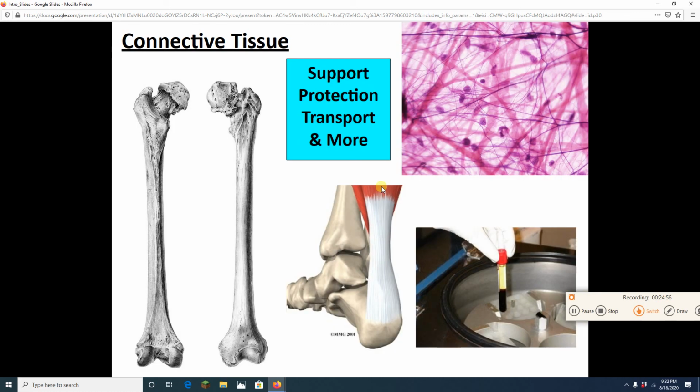Connective tissue, oftentimes, like the name suggests, connects things. It does a whole host of jobs, though. It supports, it protects, it transports, does even more. Bone, like these femurs here, is a classic connective tissue, doing both support and protection. This is a tendon right here. This is your Achilles tendon. It's going to connect a muscle to your heel bone here. That's connective tissue. Ligaments, which would connect bone to bone, are connective tissue.